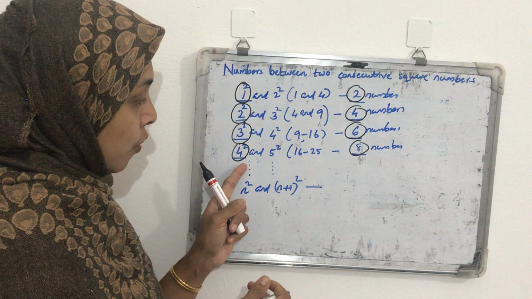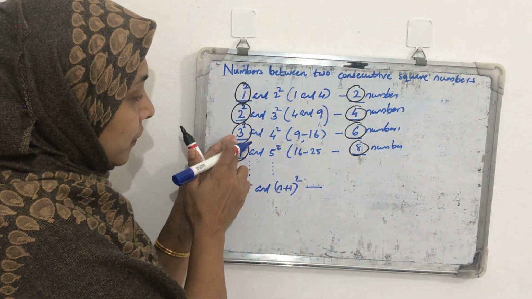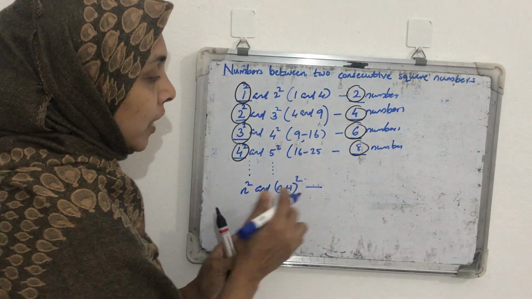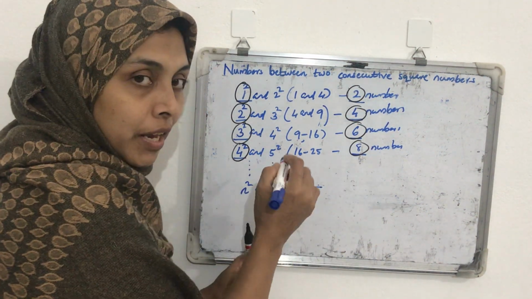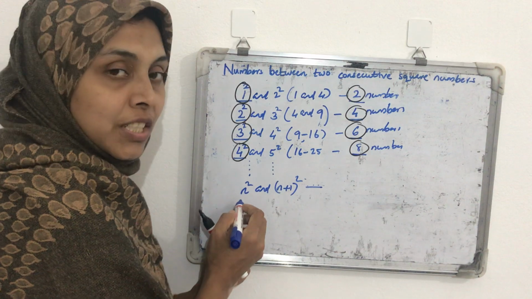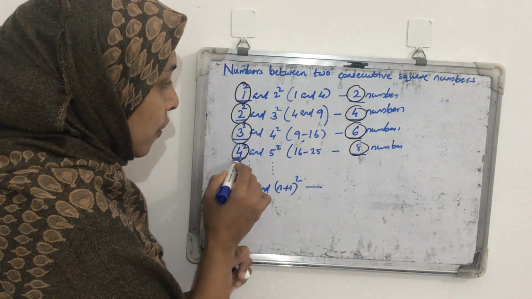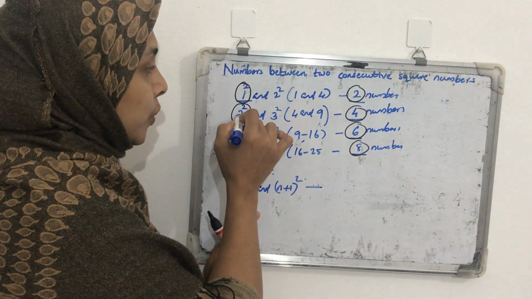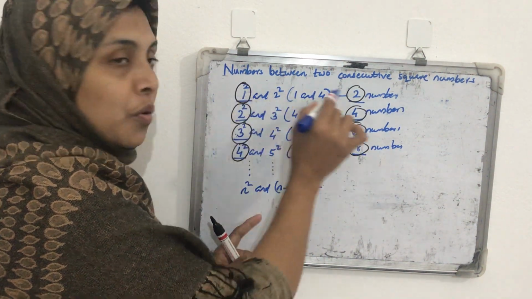If it is 4, we got 8. If the first number is 3, we got 6. So if it is n square, we are multiplying 2 with this first number. Here 2 into 4, we got 8. 2 into 3, got 6. 2 into 2, 4. 2 into 1, 2.